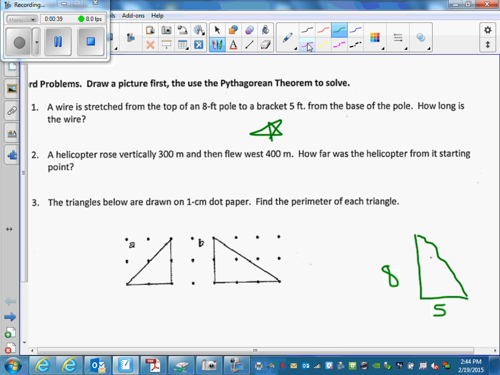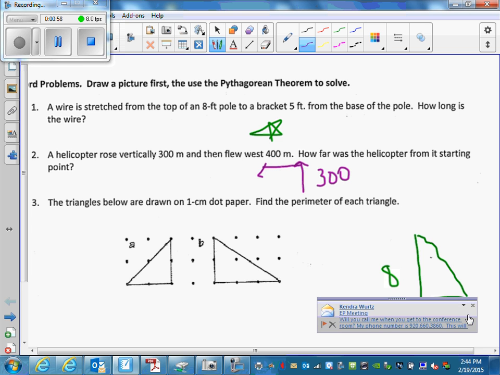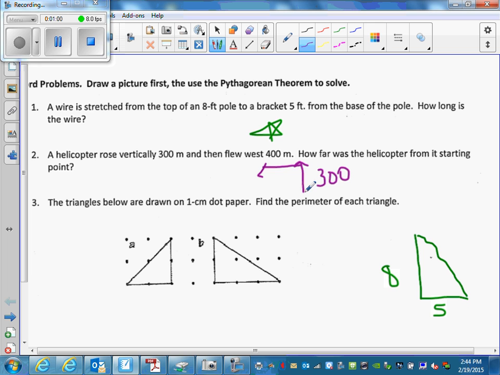On number 2, the same thing. You're solving for a hypotenuse. A helicopter went up vertically 300. Then the helicopter went west 400, north, east, south, never eat soggy waffles, 400. And it wants to know its starting point. So this will be 300 squared plus 400 squared, and you find the square root of that, and you'll know the distance.